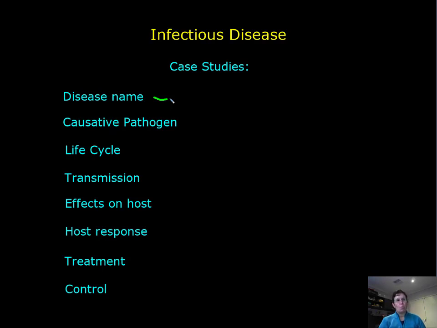Methods of treatment: what medically can be done for an individual to try and offset the signs and symptoms. And methods of control are the prevention measures put in place to stop an individual from getting it in the first place. So take a moment, and you might as well do this on COVID-19. I would like you to summarise very briefly by filling out this chart, if you like, for disease name, causative pathogen, life cycle, transmission, effects on host, treatment and control.